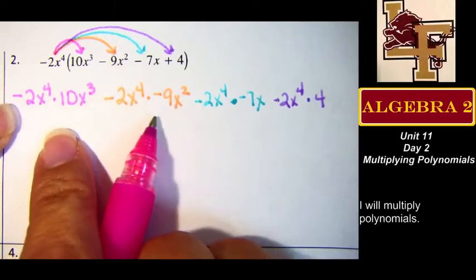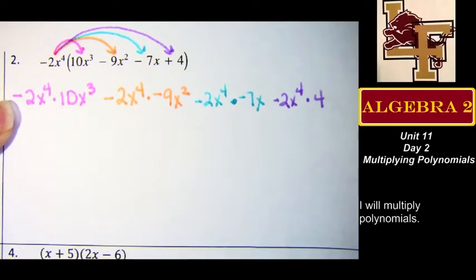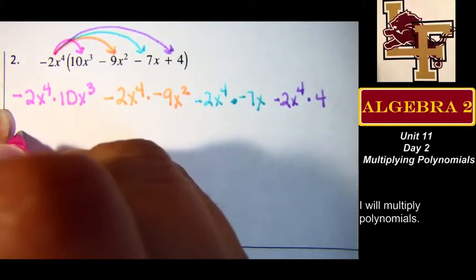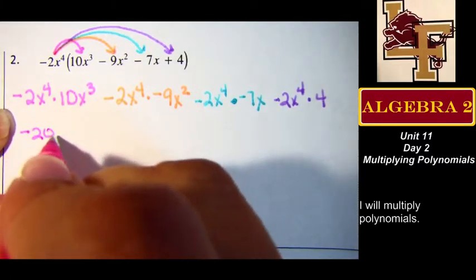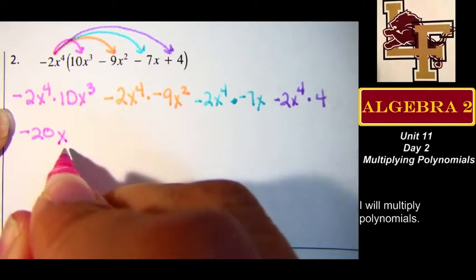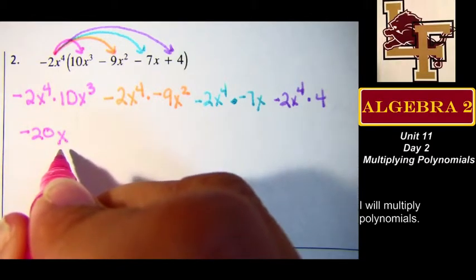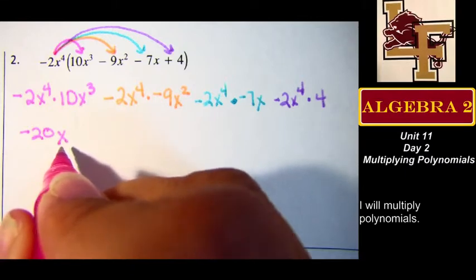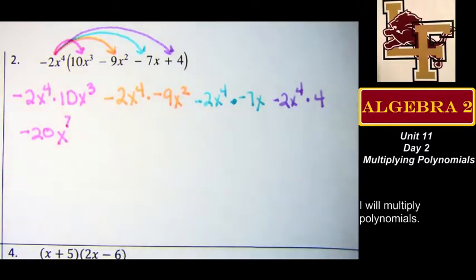Now I'm going to show you how the multiplication actually happens. Take the coefficients, those are the big numbers out in front, and multiply them. -2 times 10 is? What's the variable? X. So I'm going to write the variable. Now I'm going to take the exponents, and I'm going to add them. 4 plus 3 is? That's it. We're done. That's how the multiplication happens. Do you want to see it again?